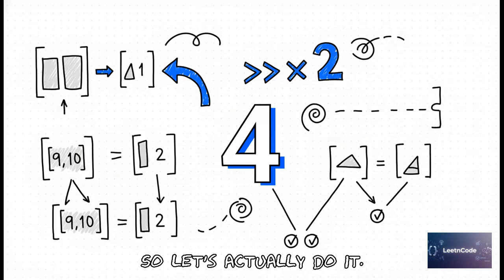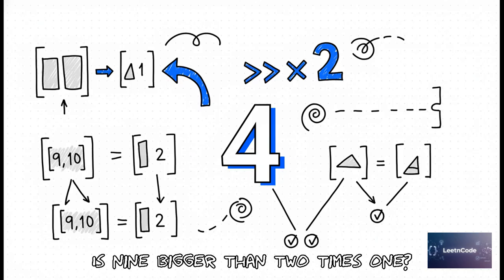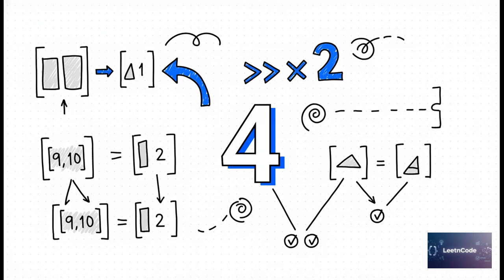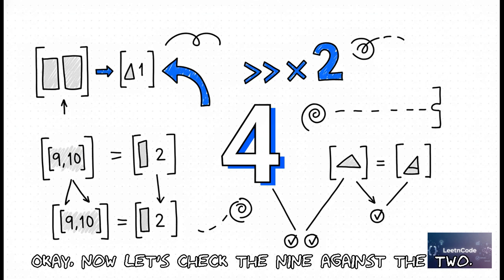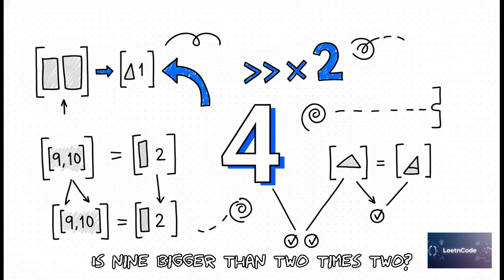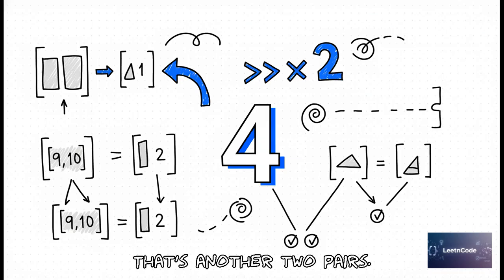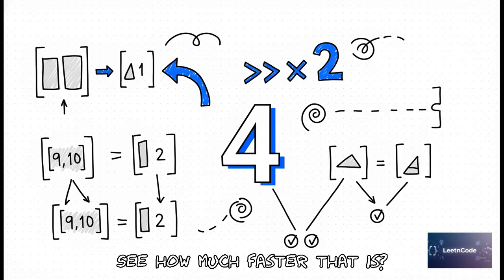So let's actually do it. We grab the 9 from the left and the 1 from the right. Is 9 bigger than 2 times 1? Absolutely. And because the left is sorted, we know 10 is even bigger, so it also works with 1. Boom, that's 2 pairs right there, instantly. Okay, now let's check the 9 against the 2. Is 9 bigger than 2 times 2? You bet, which means the 10 works too. That's another 2 pairs. And just like that, we found 4 pairs. See how much faster that is?